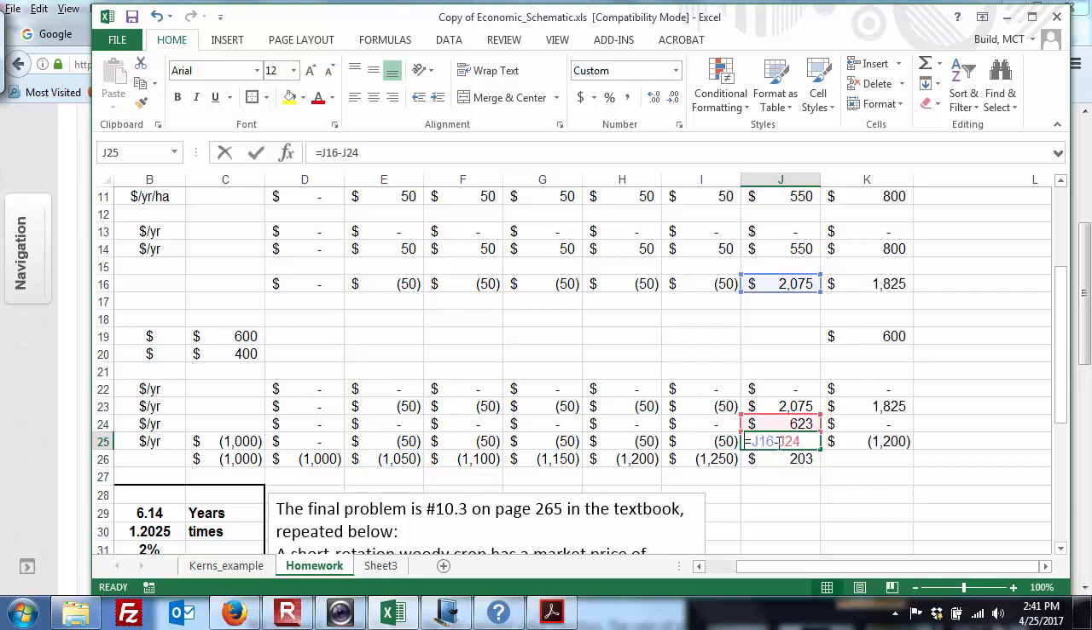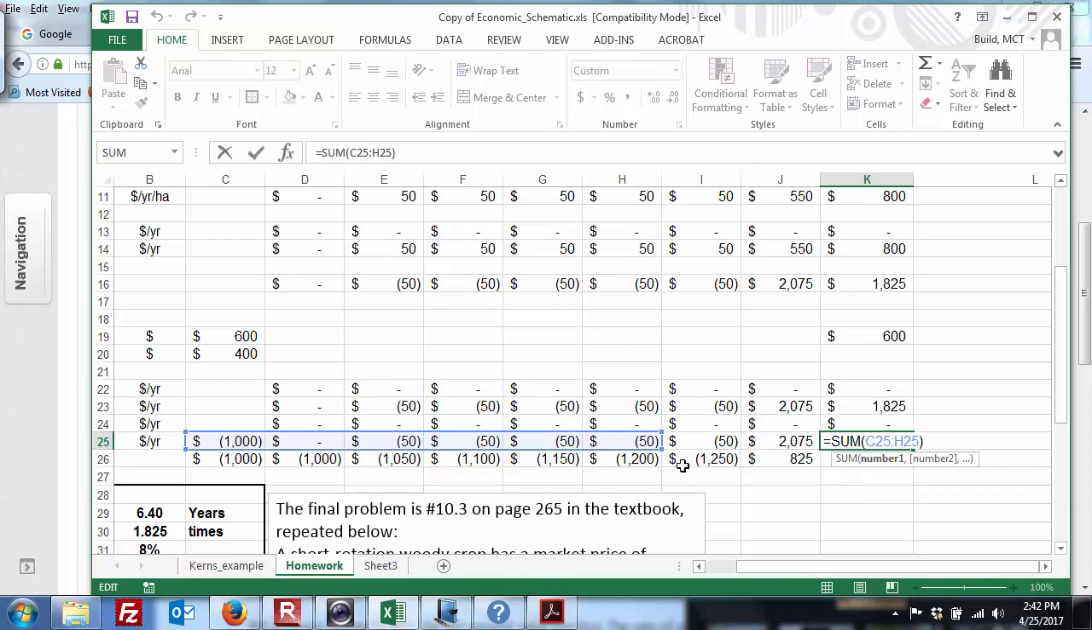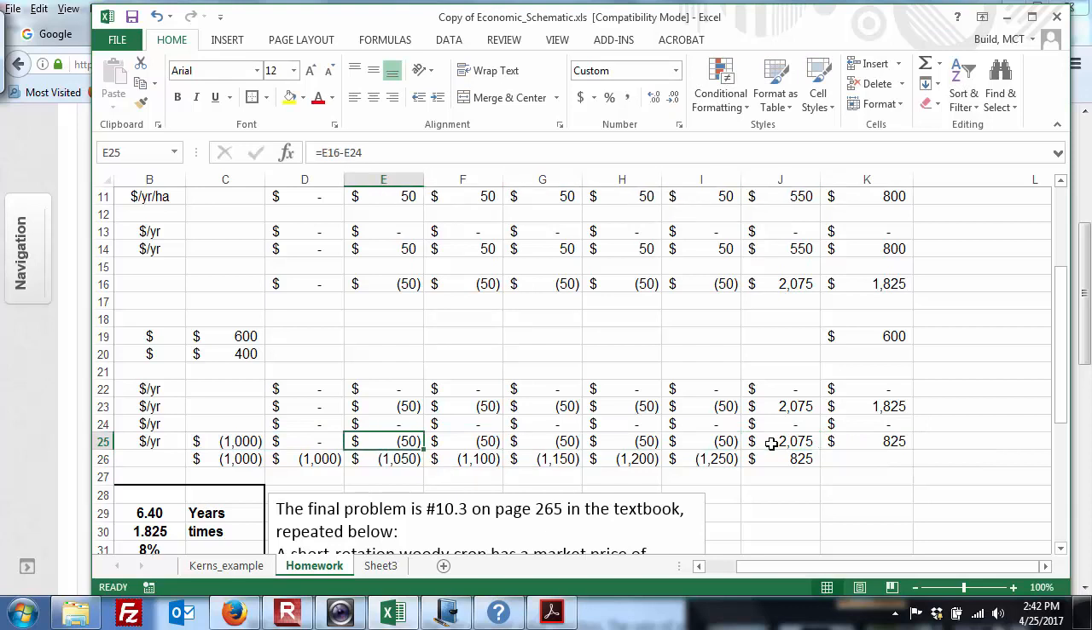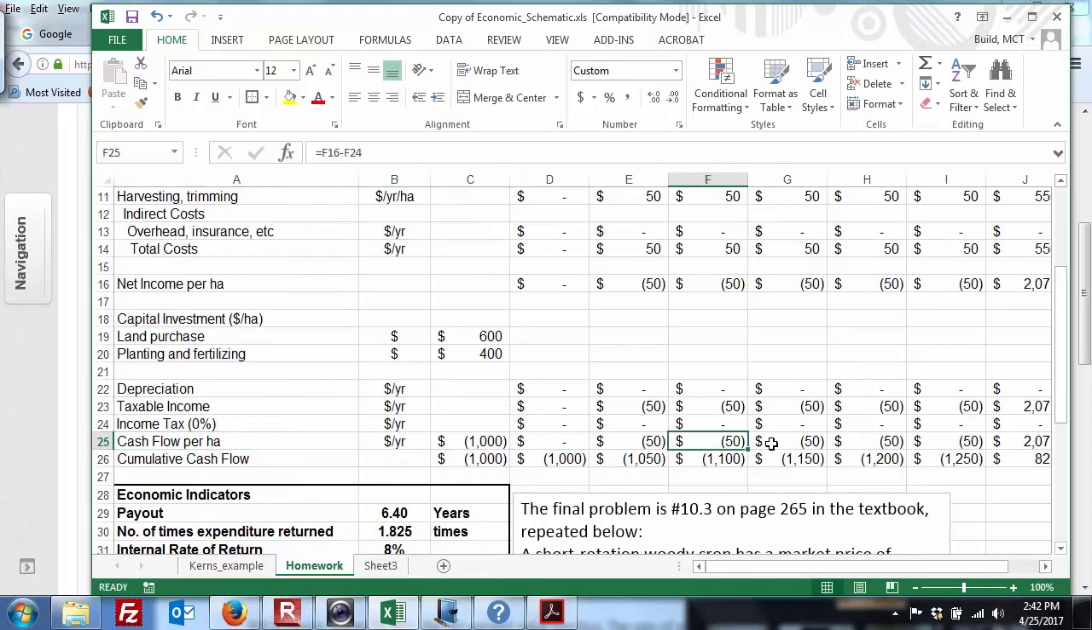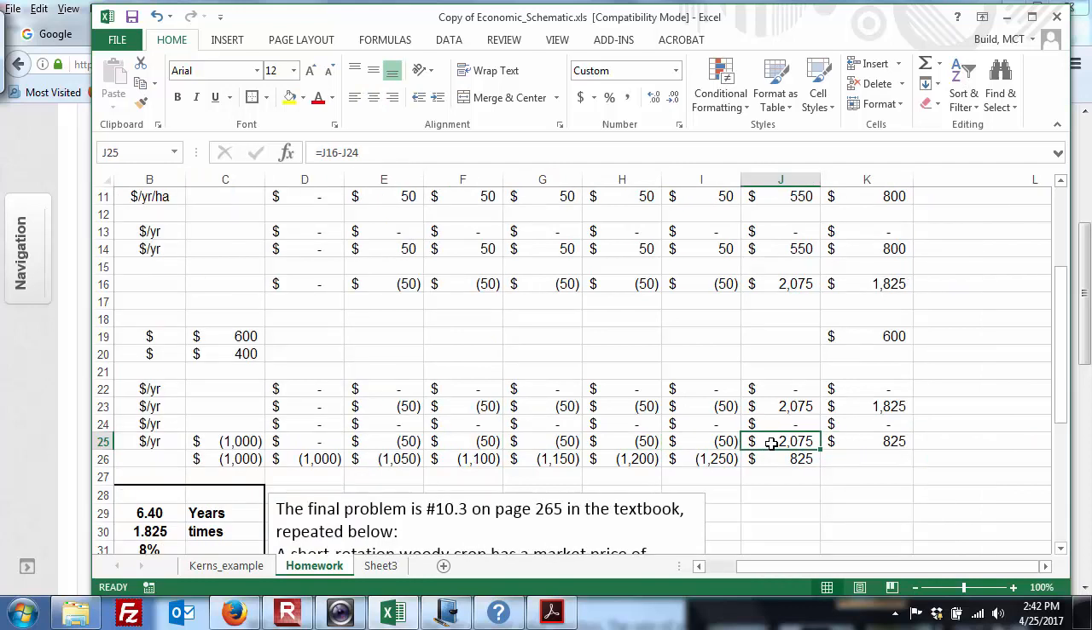Finally, in year 7, right, what's this? No tax. Okay, so the tax has no effect. That's reflected right there. We are not drawing that guy out. This is cash flow per hectare. It's all negative, and finally it's $2,000 in year 7, and that's our sum.